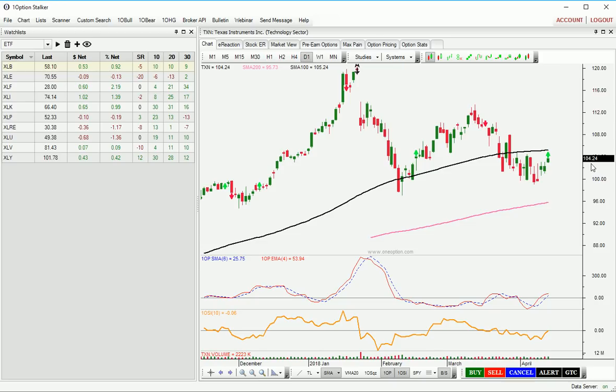Texas Instruments 104. We've got the $100 strike price in here. It looks like it's getting ready to poke through the 100-day moving average. And something like this stock does tend to rally pretty well. Let's take a look at the option implied volatilities. Maybe this would be a good call purchase above this $105 price level.